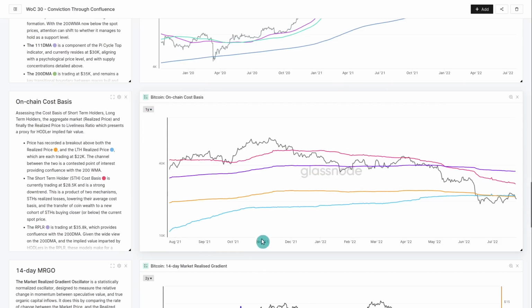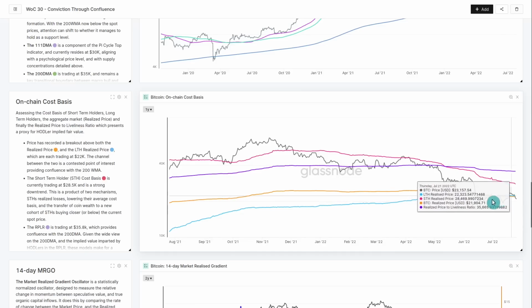So if we zoom in on the last year of price action, we can see that we've also had this diving down of the short-term holder cost basis. Note this steep decline during the sell-off itself. That is that exact behavior going on. Note that it also tends to provide resistance all the way up. So whilst it isn't a downtrend, it's currently trading at around 28,300. And what we really are waiting to see is this continue to decline.